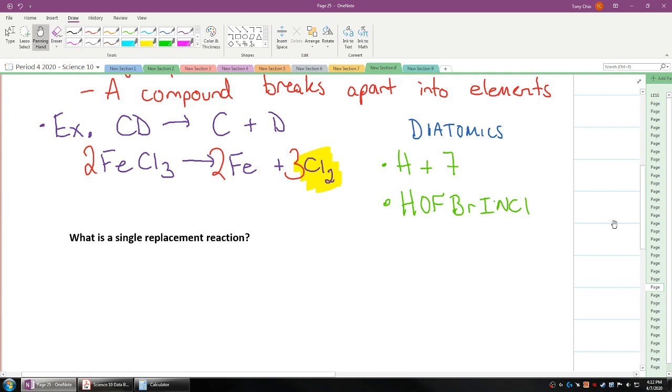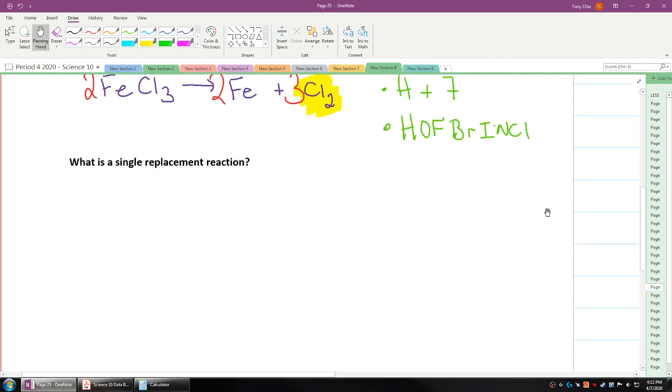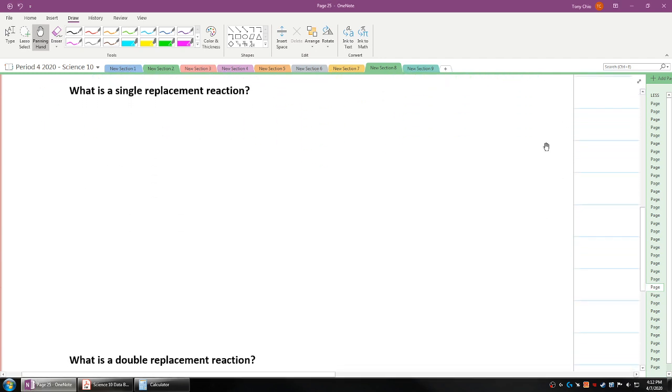So that is our next class of reaction. So if I now go into the next class, this next class is called a single replacement reaction. A single replacement reaction is where one element reacts with a compound.